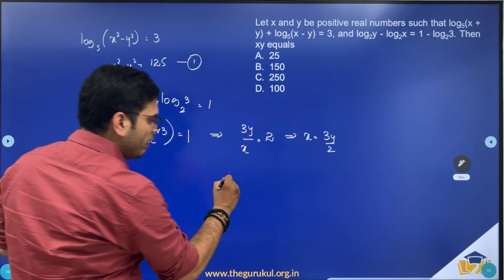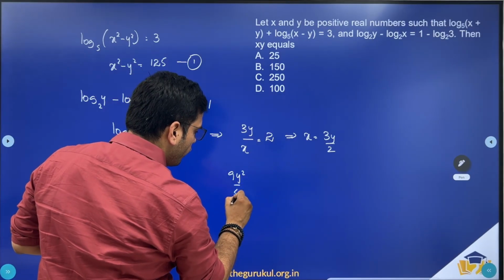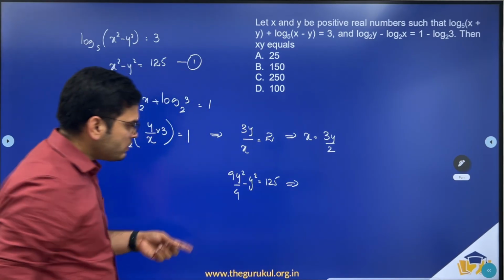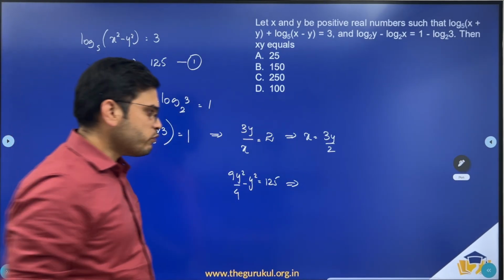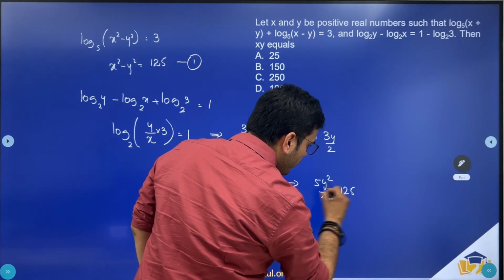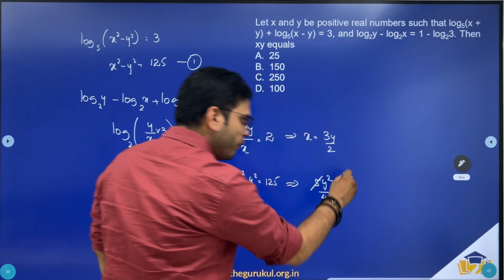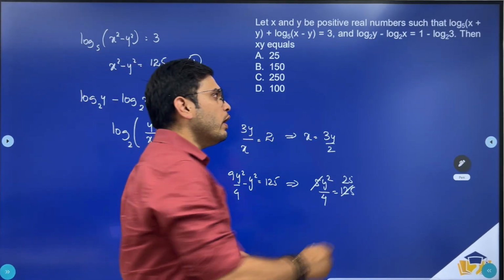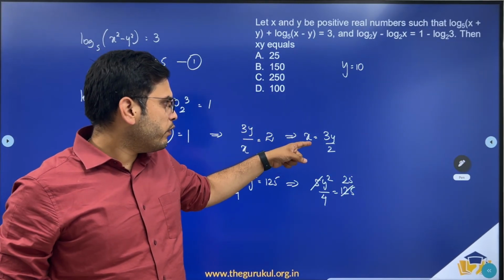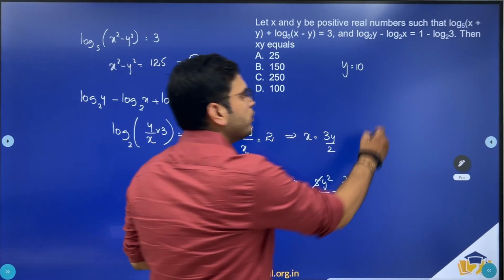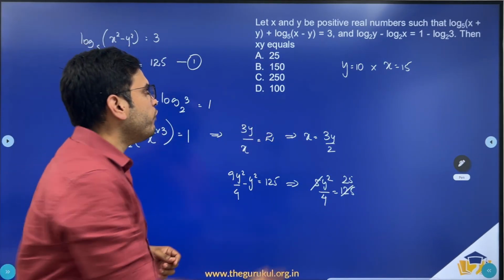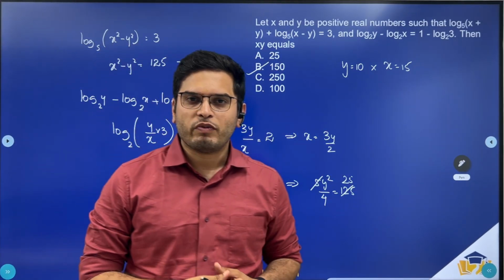Now let me replace x with 3y by 2. So x square will be 9y square by 4 minus y square is equal to 125. Now this implies 9y square minus 4y square, 5y square by 4 is equal to 125. 5 into 25 is 125. 25 into 4 is 100. Y square is equal to 100. Y is equal to 10. Now if y is equal to 10, x will be equal to 3 into 10 by 2, 3 into 5, 15. So we are asked to find xy. So 10 into 15, 150 becomes the answer to this question.